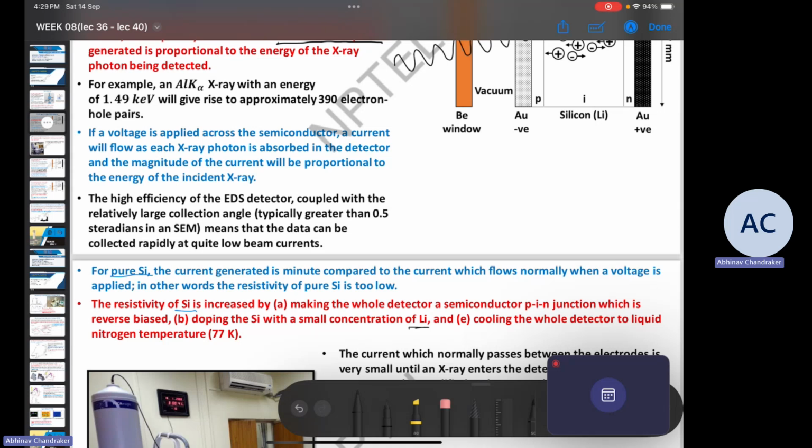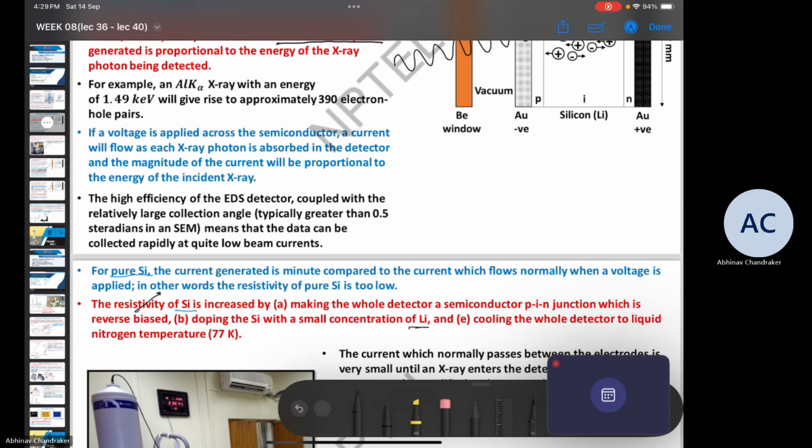excess number of electrons or holes will be generated, which will lead to an increase in the conductivity. There will be more number of electrons or holes which can act as mobile carriers. So I think it might be that here sir wanted to say that the resistivity can be decreased by these processes, and due to this decrease, more current will flow, like the electrical pulse which will be generated will be higher when the X-ray hits the semiconductor, and because of the higher current, it will be easier to measure it more accurately.